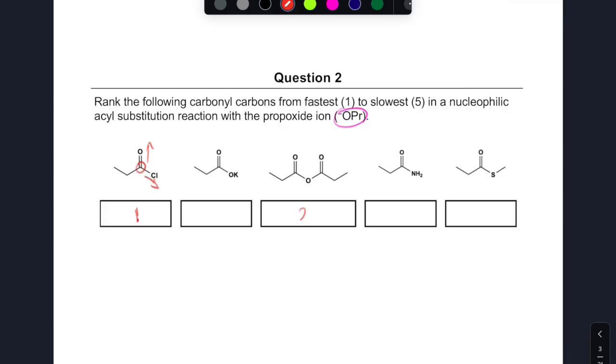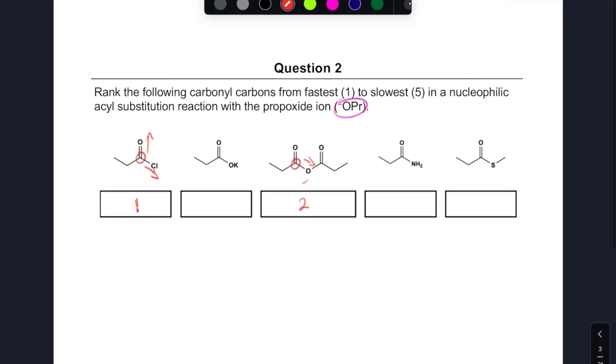Number 2 is going to be our anhydride. It doesn't matter which one you specify, but this one here is going to have a good electron withdrawing group across this one. Not quite as good as the chloride because we have a little bit of oxygen donation by resonance that's helping to satisfy that charge.